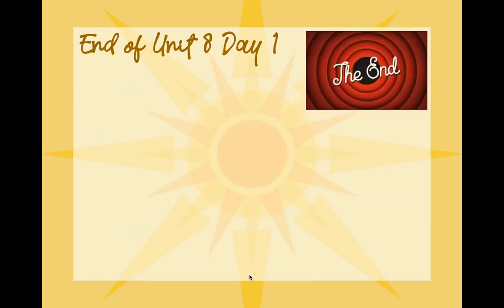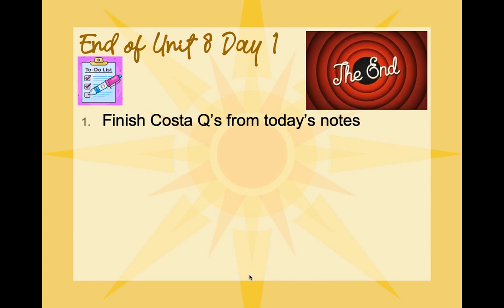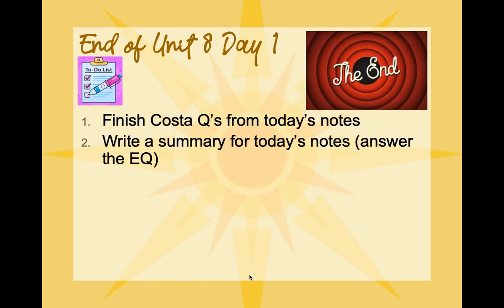All right, so that does bring us to the end of our notes for today. So your to-do list is to go back and finish any Costa questions so that you're actually reading over your notes, processing, do they make any sense? Do a summary for it today. That's another way to process your notes, so you didn't just write down a bunch of stuff and move on, but you're actually thinking about what you wrote down.